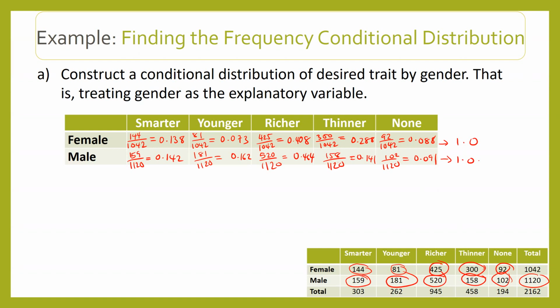I decided to put this example to make students see why this condition is extremely important. If we are to go by the characteristics of smarter, younger, richer, and thinner, we will have to consider the sum across the column. Here we are considering the sum across the row.